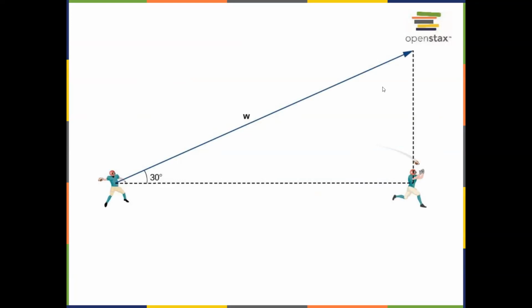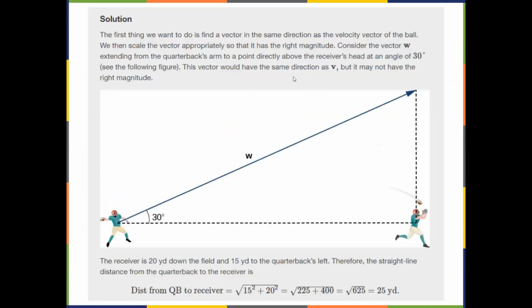And then in this one, what they're doing is they want you to find vector W. So now they've just drawn it in that orientation that's a little different. So the first thing we want to do is to find a vector in the same direction as the velocity vector of the ball. So they're going to consider that vector W. So the receiver is 20 yards down the field and 15 yards to the quarterback's left. Therefore, the straight line distance from the quarterback to the receiver is going to be 25 yards.